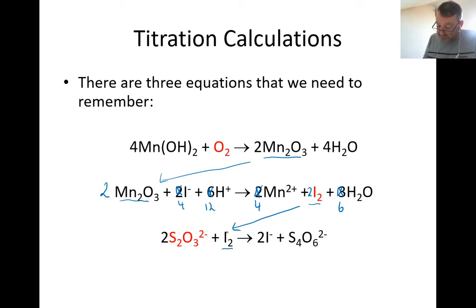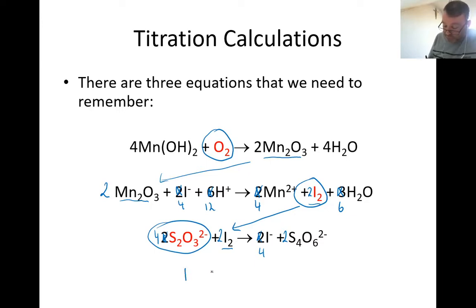So if you finish with 2 iodines here, you have to start with 2 iodines there, which means I've got to multiply this whole line by 2 to give me 4 of them, to give me 4 of them, and 2 of them. Now what am I interested in? Here's what I'm interested in. 1 oxygen reacts with 2 I2, which in turn reacts with 4 S2O3. So we actually end up with a 1:2:4 ratio between the oxygen and the iodine and the thiosulfate.